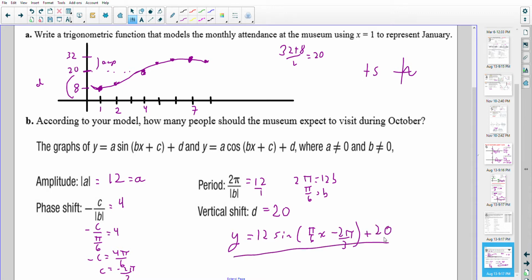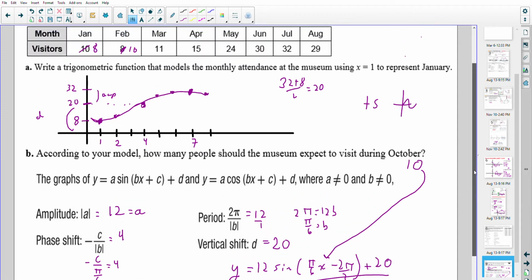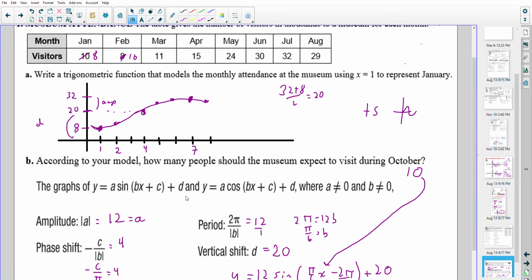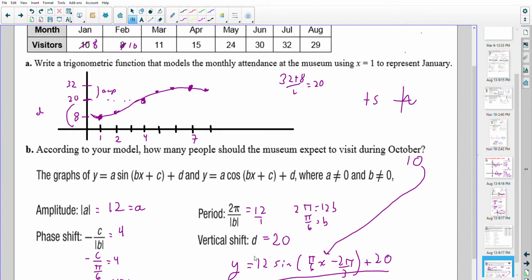Now, if the question asks for any other information, you can now answer it. For the example, in part B, it says, how many people should you expect to visit in October? That's the 10th month. So what you would do is substitute 10 in for your X and determine what your Y would equal. Draw the graph, get an idea of the minimum and maximum points, and then determine all of your particulars, your A through D, substitute them in, then use the equation to answer any questions.